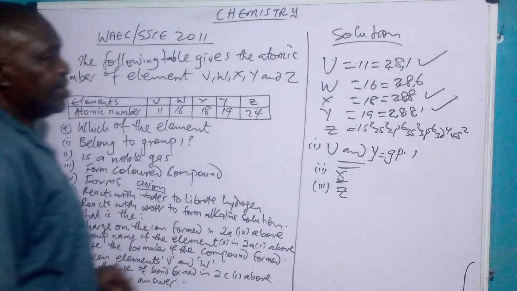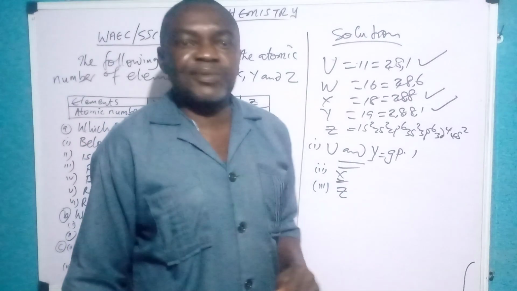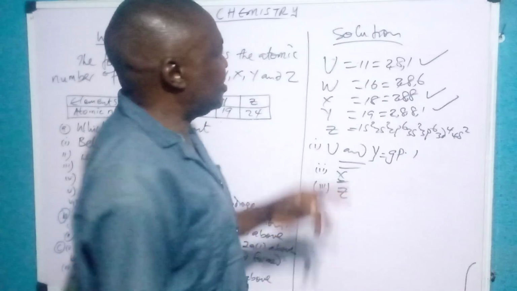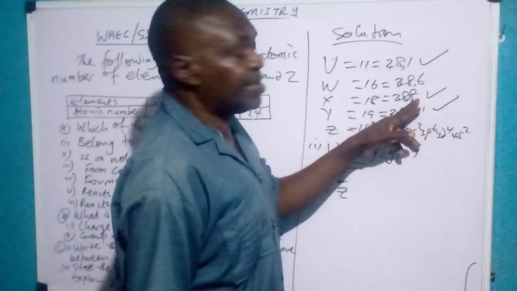Form anions. Anions are negative ions. So let's see the one that can take electrons. So you can see this. This is a noble gas.